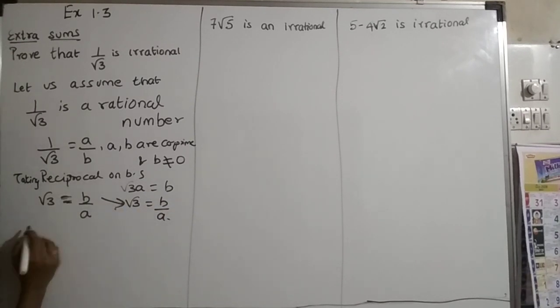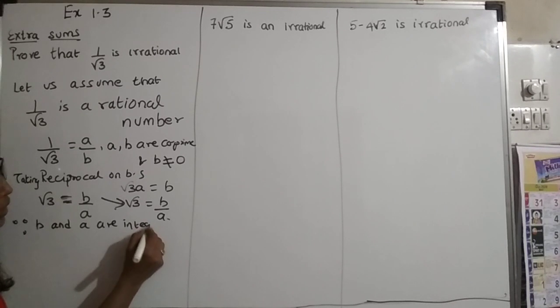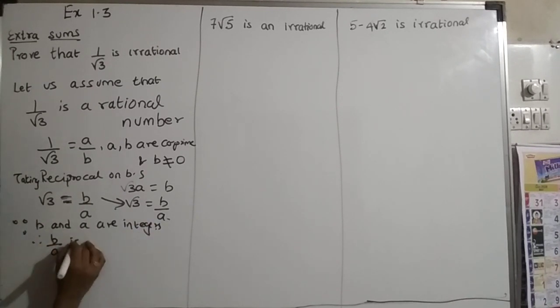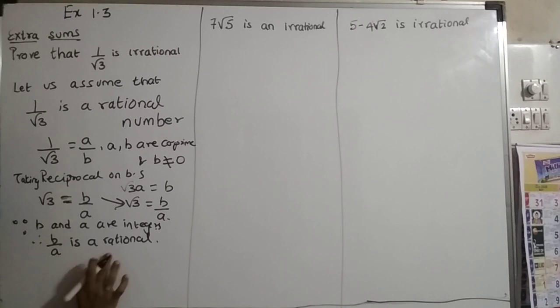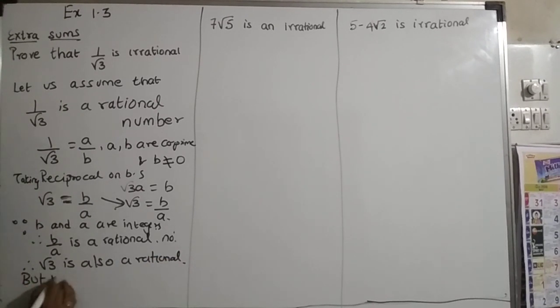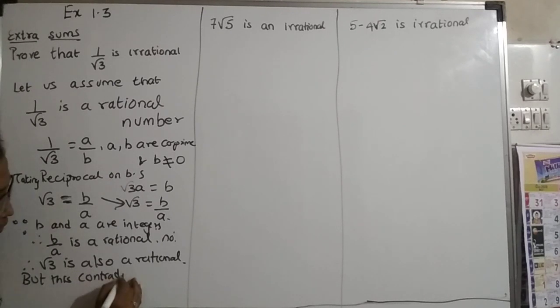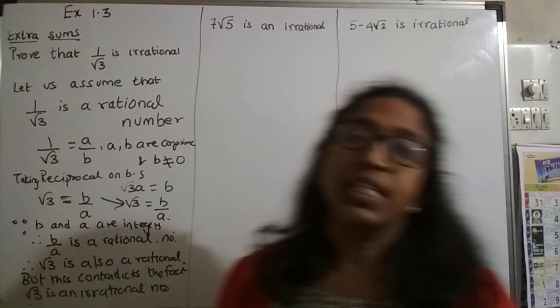So here we will write an argument that since b and a are integers, I can say b upon a is rational. Do you all agree? When you divide an integer by an integer, you get a rational number. So b upon a is a rational number, therefore root 3 is also a rational number. But this contradicts the fact that root 3 is an irrational number. Therefore, our assumption is wrong. Therefore, 1 upon root 3 is an irrational number.